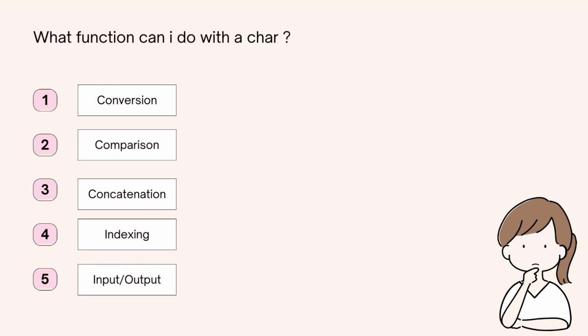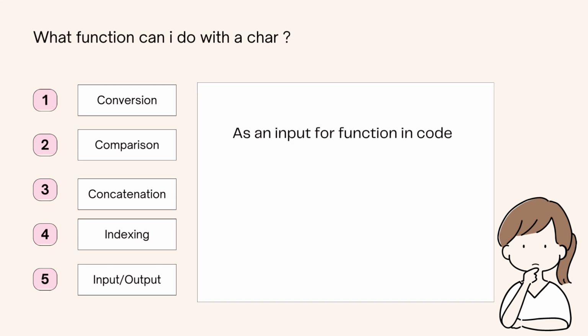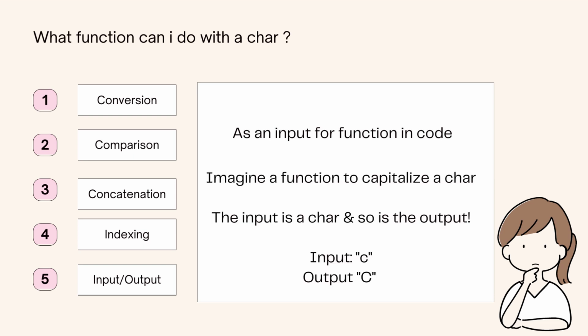The final function that we're going to discuss today is input-output. Characters can also be a means of input through a function or an output. For example, imagine I want to write a function to capitalize a character and I call it capitalize. What does this function take as input? It will take a character. And the output will be a capitalized version of this character.